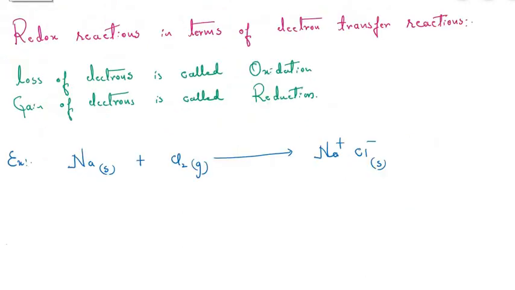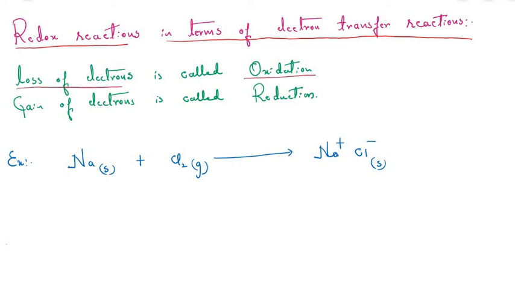Now we are going to study redox reactions in terms of the modern concept, that is electron transfer reaction. And the modern concept of oxidation and reduction, as we have already studied, that is loss of electrons is called oxidation, and gain of electrons is called reduction. And whenever there is oxidation, there must be reduction also. And here we have an example, that is here we have taken sodium which is present in solid state and chlorine which is present in gaseous state, right? So therefore we have to write oxidation and reduction.